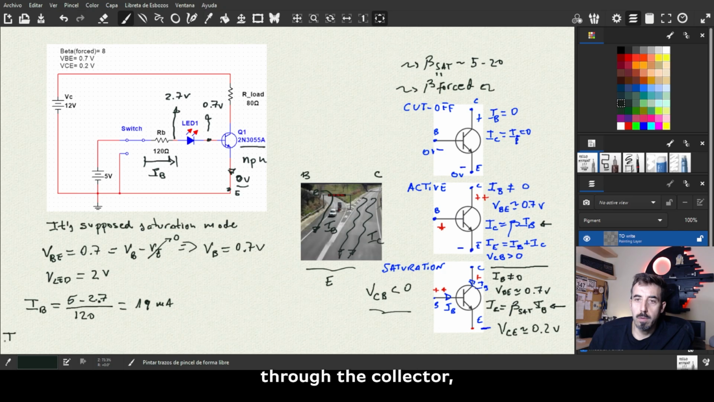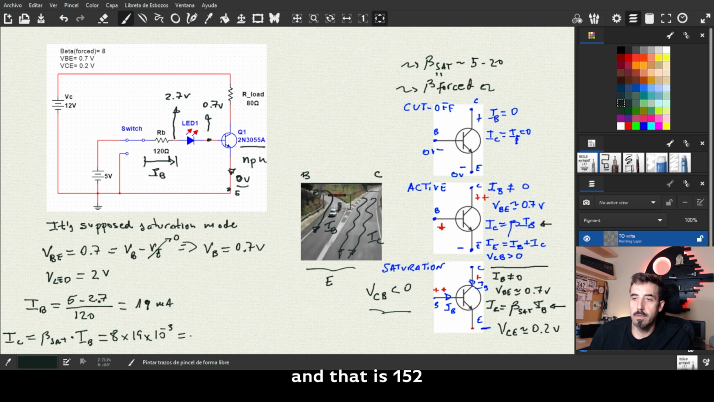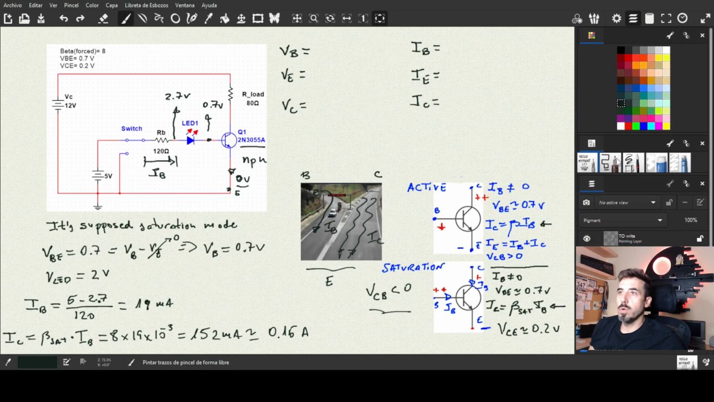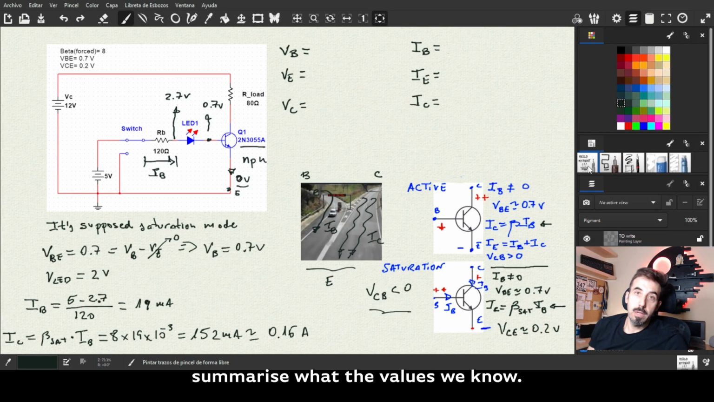Once we have the current through the base, we can apply this equation that we have here and compute the current through the collector, which is going to be beta sat multiplied by the current through the base. So that is going to be 80 multiplied by 19 milliamps, and that is 152 milliamps, which is more or less 0.15 amps.